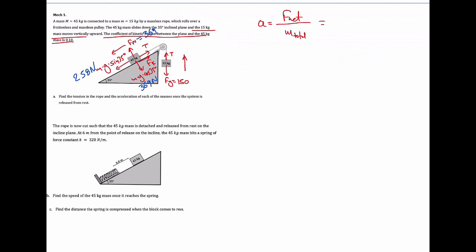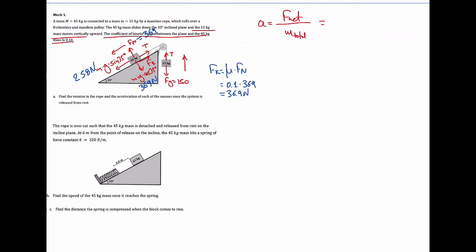The F net is the total force on one side of the system minus the friction minus the opposing force. However, we haven't calculated the force of friction. It's never too late to do that. It is mu times the normal. The mu is 0.1 and the normal is 369, so it is 36.9 Newton.